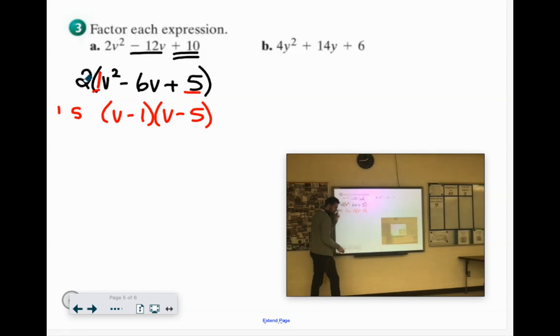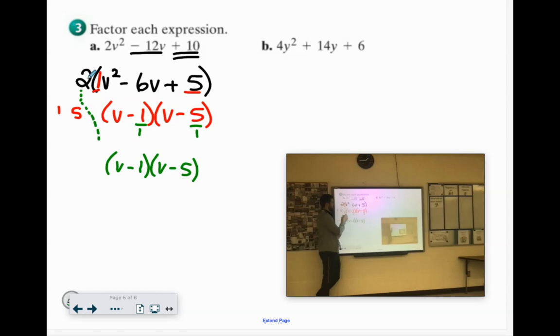And you might say, oh, Mr. Plant, aren't we supposed to divide them by a? Sure, okay, we'll divide them by 1. But remember, when you divide by 1, nothing changes. So it'll still be the v minus 1 and the v minus 5. Oh, but don't forget, we factored out a 2 as well. That's got to be part of your final answer.